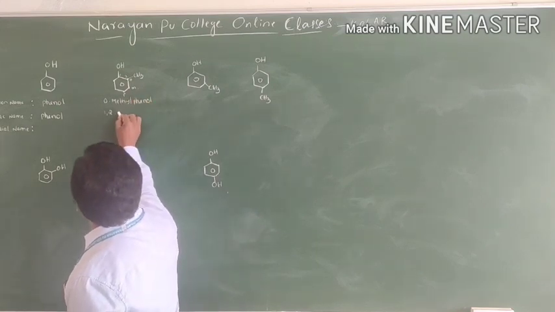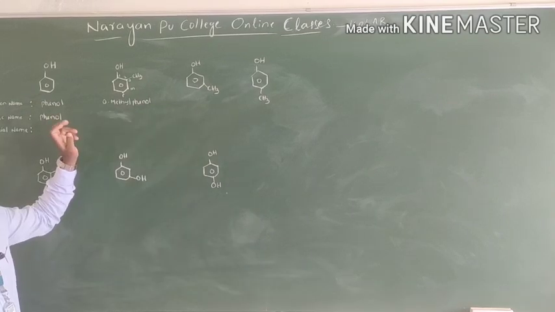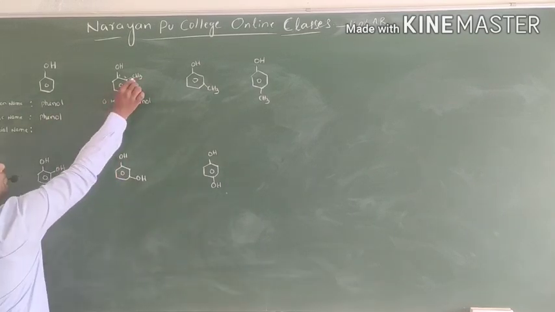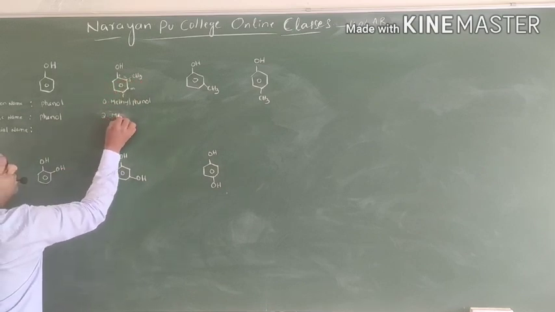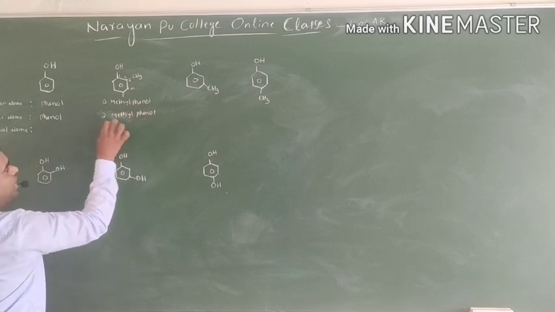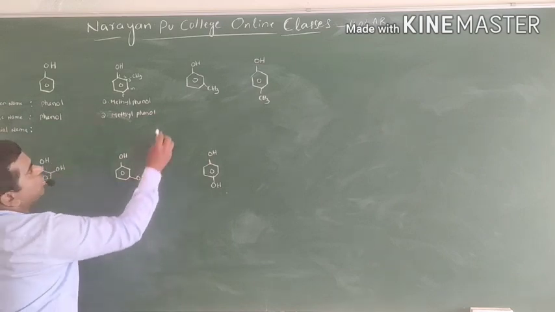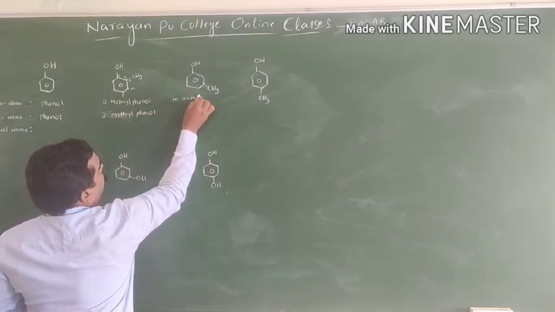This is orthomethyl phenol. And what is the IUPAC name here? Methyl is present on which position? Second position. So you will get 2-methyl phenol. Means if a number is there, it is the IUPAC name. If ortho is there, it is the common name. Here also you can write methyl phenol.